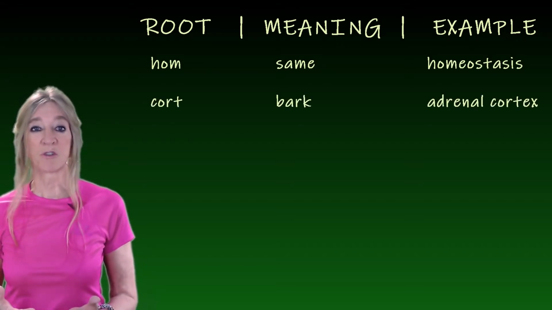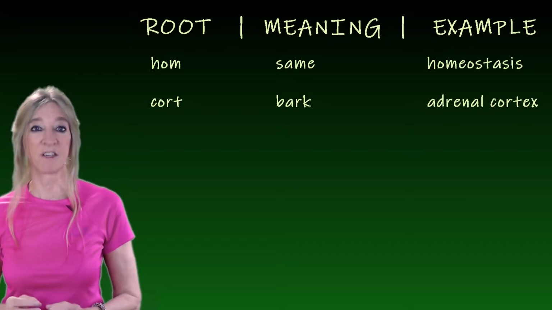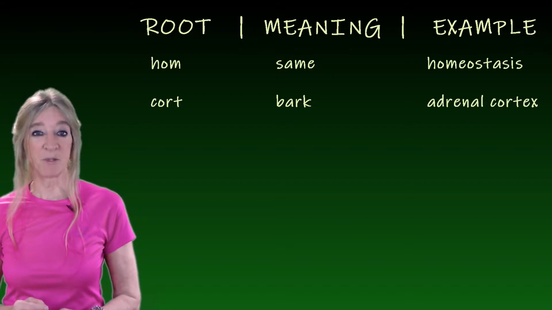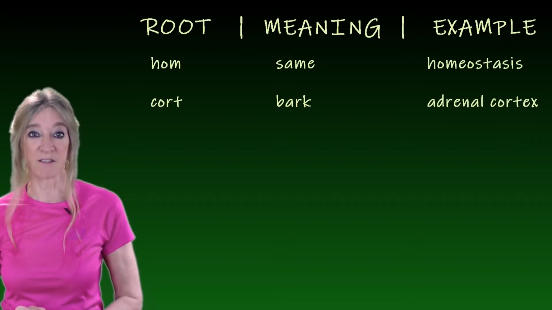The next root, cort, meaning bark, literally the bark of a tree. An example, the adrenal cortex, which is the outer portion of the adrenal gland.